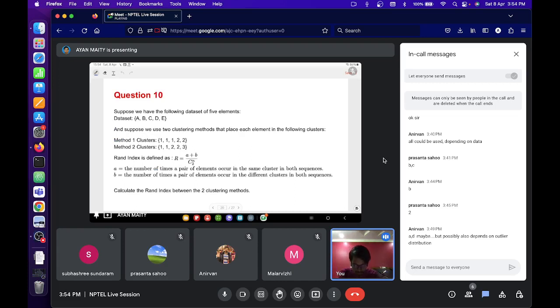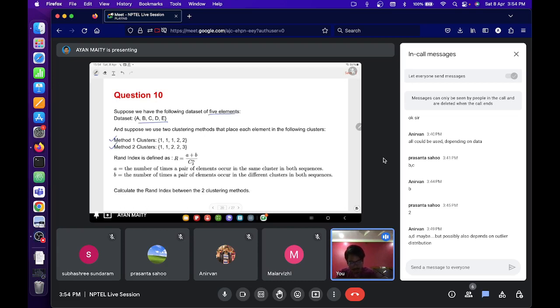So question 10. This is on the Rand index, one of the accuracy measurement tools for clustering, I mean comparison tools basically. Suppose we have the following data set of 5 elements, A, B, C, D, E, and we are using two different clustering methods, method 1 and method 2.